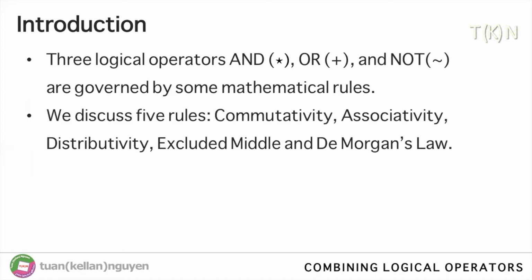and they are connected together using five rules, namely commutativity, associativity, distributivity, the excluded middle, and the Morgan's law.